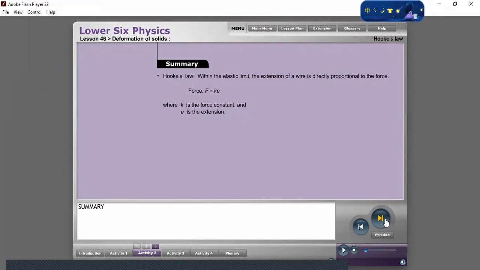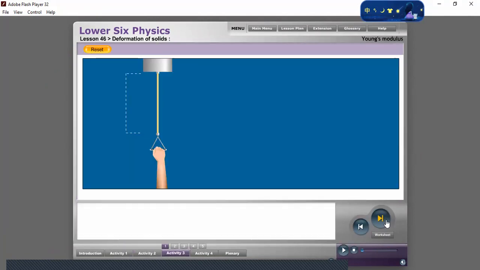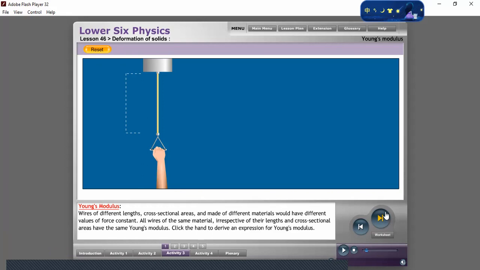Summary: Hooke's law states that, within the elastic limit, the extension of a wire is directly proportional to the force. Force F equals K times E, where K is the force constant and E is the extension. Young's modulus: wires of different lengths, cross-sectional areas, and made of different materials would have different values of force constant. All wires of the same material, irrespective of their lengths and cross-sectional areas, have the same Young's modulus. Click the hand to derive an expression for Young's modulus.